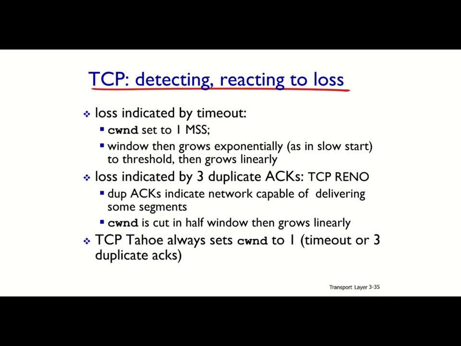So there are two versions of TCP. One is TCP Reno, the one that I just mentioned, but TCP Tahoe always sets CWND to 1, whether the loss is indicated by a timeout or by 3 duplicate acknowledgements.